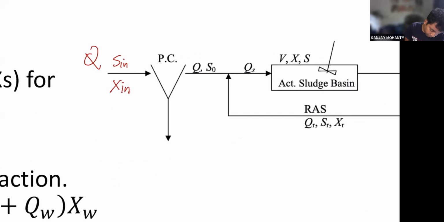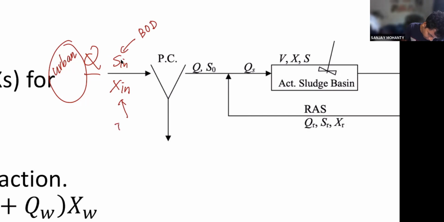So this is from, let's say, an urban area, like households, all those things. So this is particularly given for 30,000 or 20,000 people. Based on that, you can calculate all these Q and S in. S in is BOD. This is suspended solid, TSS. That's basically what they call TSS, suspended solid. So that's how we know what X is.